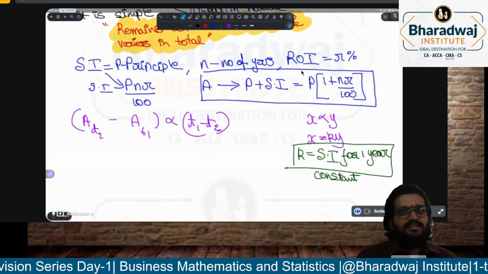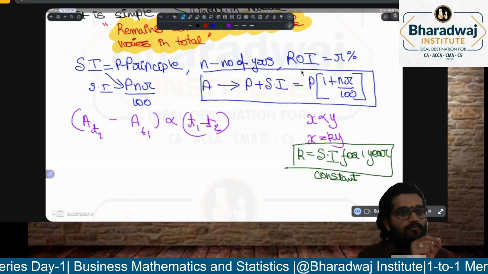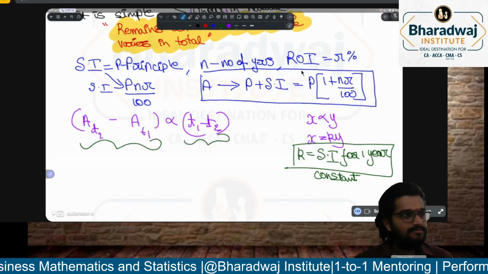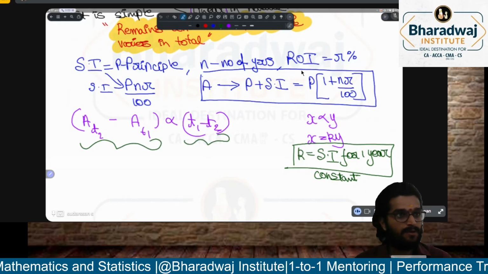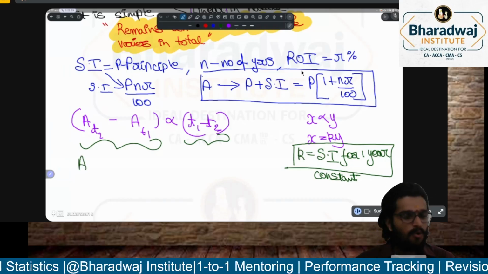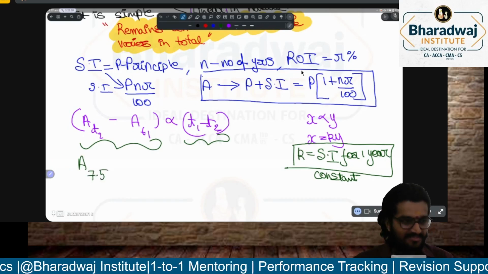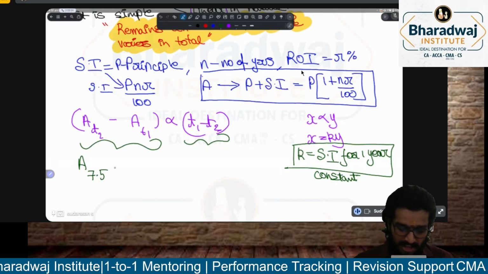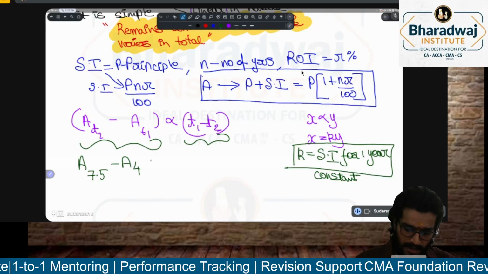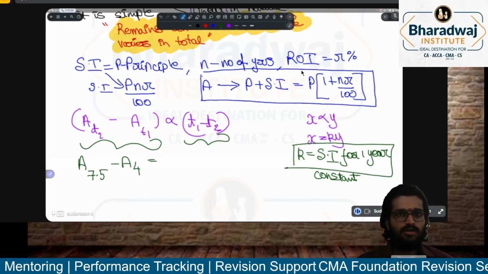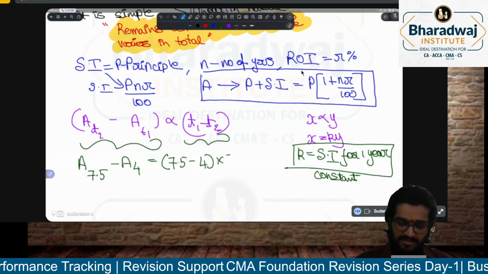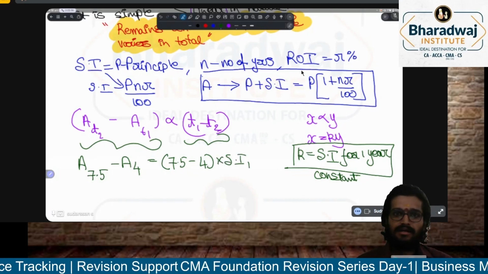So, if you are given maturity amounts for two different periods, the difference between the amounts for those two periods will be proportional to the difference between those two years. So, if you are given the amount at the end of 7.5 years and the amount at the end of 4 years, amount, not the simple interest, that will be proportional to, I am writing it as equal to, the difference 7.5 minus 4 times simple interest for 1 year. Clear?